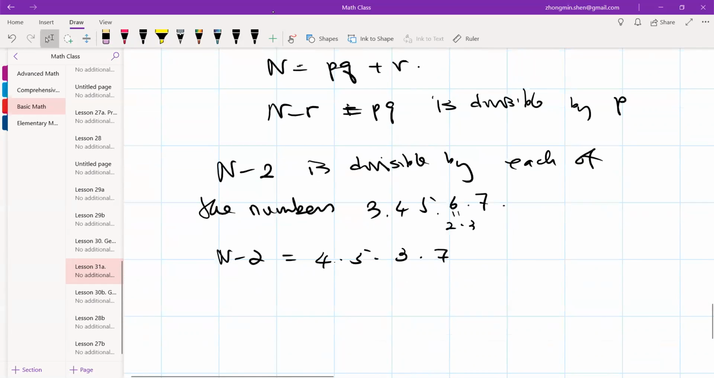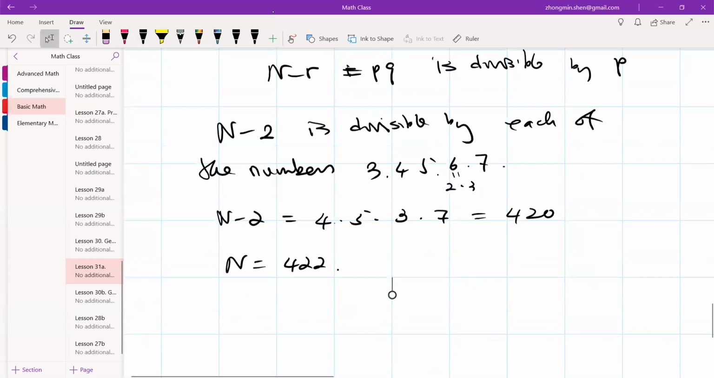4 times 5 times 3 times 7 is going to be 420. So n should be 422. So this is the least possible integer with the property: when it's divided by each of these integers, the remainder is 2. The answer is 422, because otherwise you don't get a remainder.